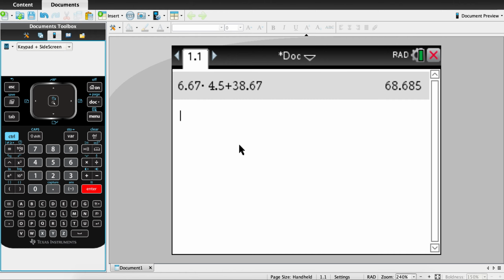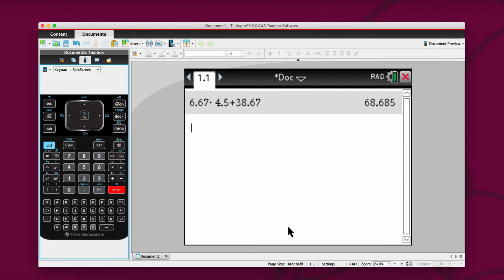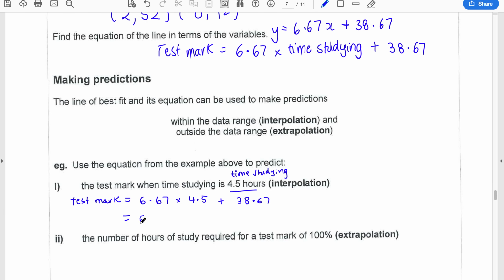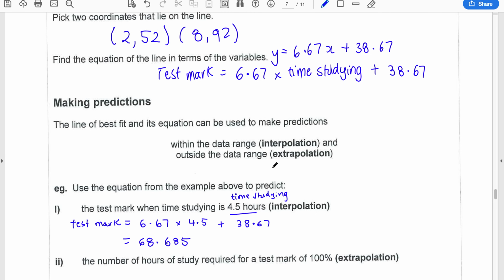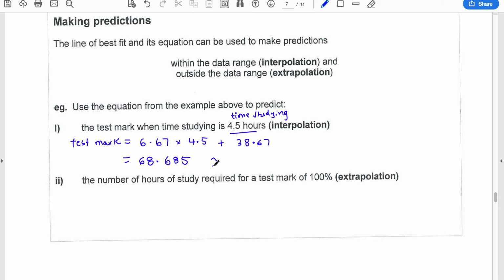And there we have it. So our predicted score is 68.685. Let's go back. But if we have a look at our original data, you'll notice that was rounded to the nearest whole number. So I might just round this one as well. I've got my answer, but approximately that equals 69%. So we predict then, using this data, that if you study for about 4.5 hours, you might then obtain a mark of around about 69%.